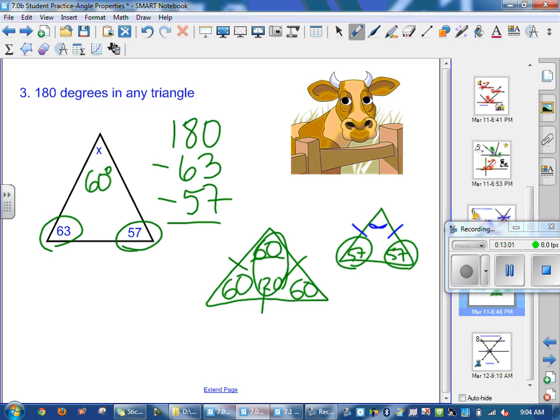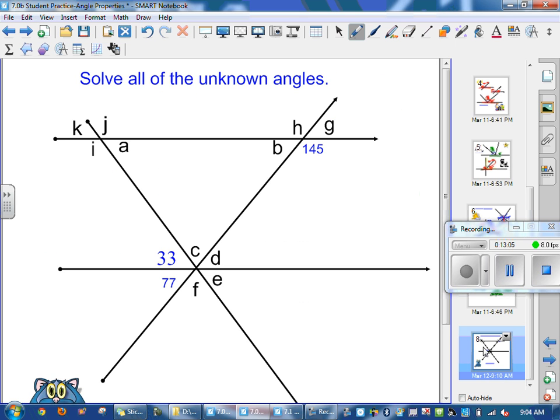Okay, last question. Let's see how this big one went. This one's using every single one of those rules. So, we can find B. How big is B? 35. Good. Okay, knowing opposites then, how big is G? 35. Good. Also knowing opposites, how big is H?